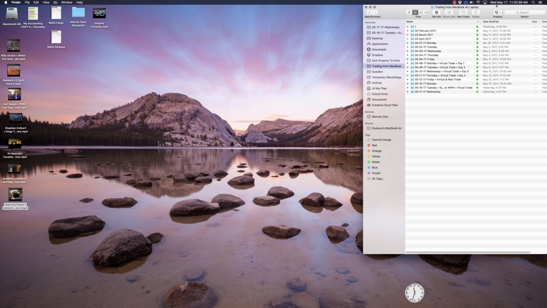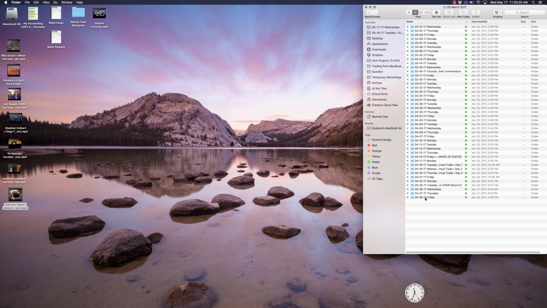And what you see here on my computer is New York time. It says 11:33 a.m. and over here in this clock. Real fast, this here is a portion of my files for my trading. Over here you're seeing February, March, April. If you go into any of these months, you will see a folder for each specific day.